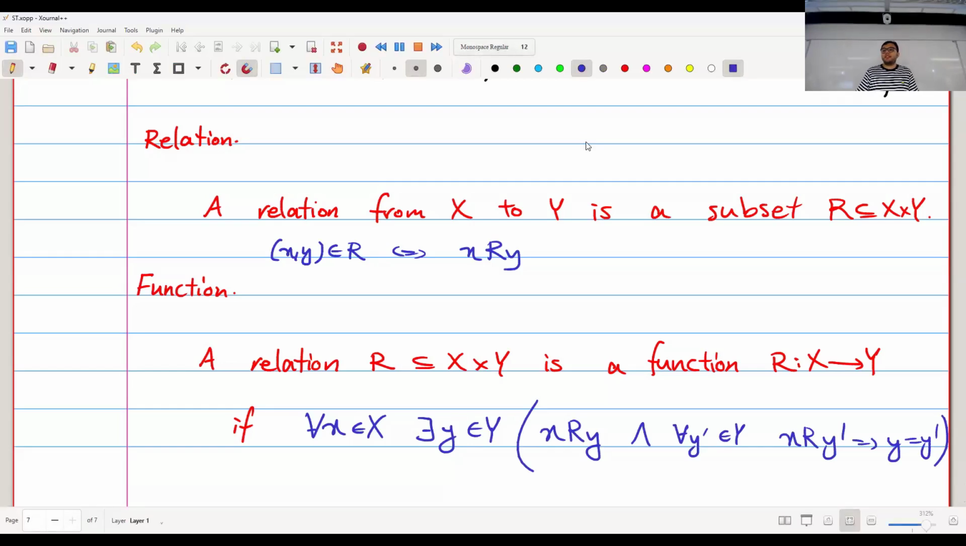And again, it's that intuitive idea that it's mapping every element of X to exactly one element of Y. So I'm saying for every element of X, there is an element in Y such that this x is mapped to it. And then I'm saying that, by the way, if there is something else that I'm mapped to, that something else is just the same as y.